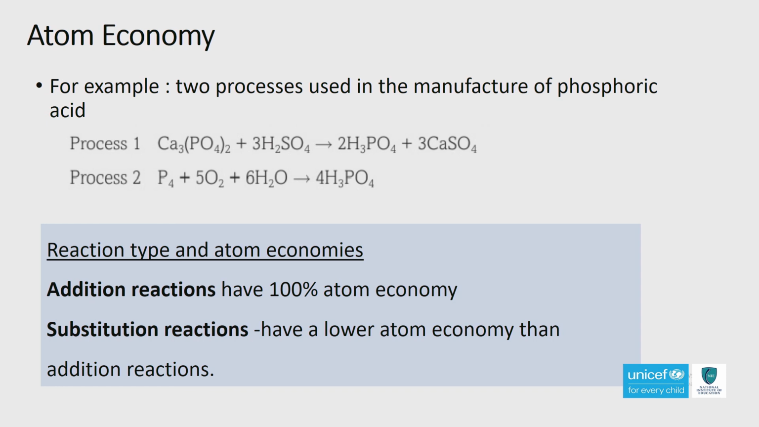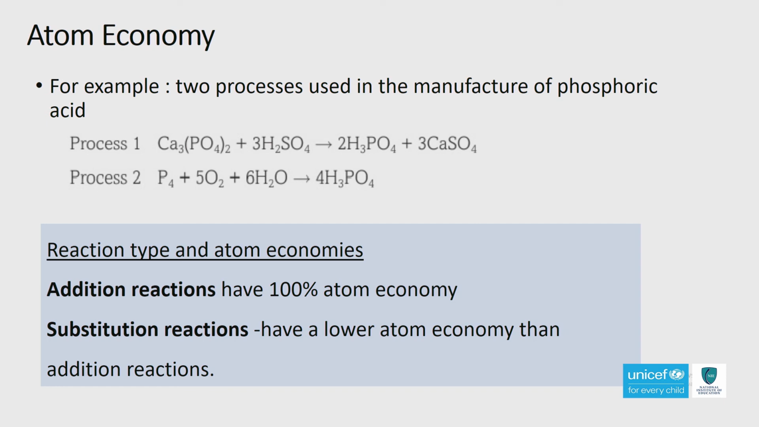If you look at the second process, you can see that all of the reactive molecules or atoms in the reactants are ending up in the useful product. So there is no waste produced in this reaction. So we know that this reaction, even without any calculation, has an atom economy of 100%. But if you look at the first one, along with phosphoric acid, it is also producing some amount of calcium sulfate as a waste product. So here we can say that the atom economy is less than 100% without doing any calculation.